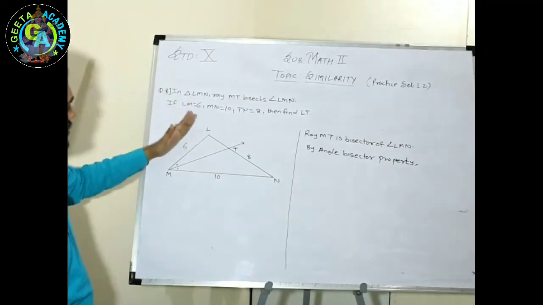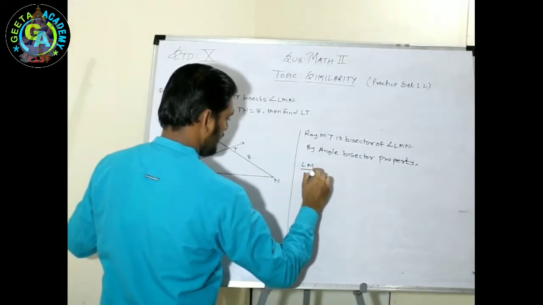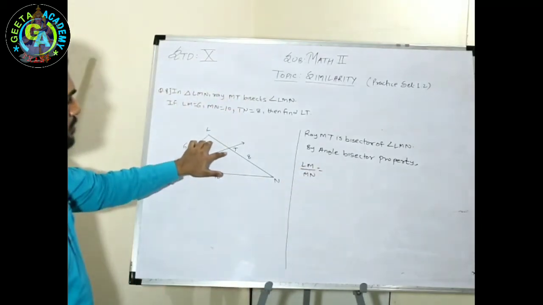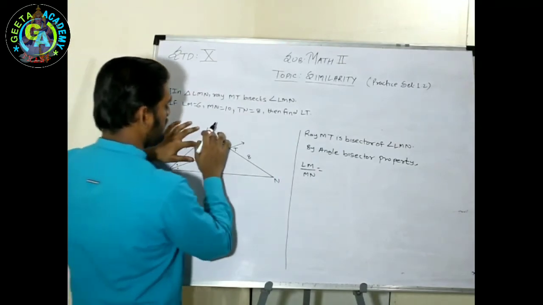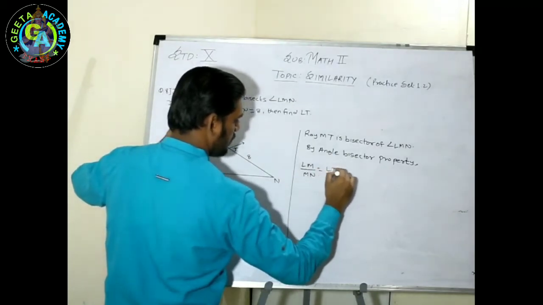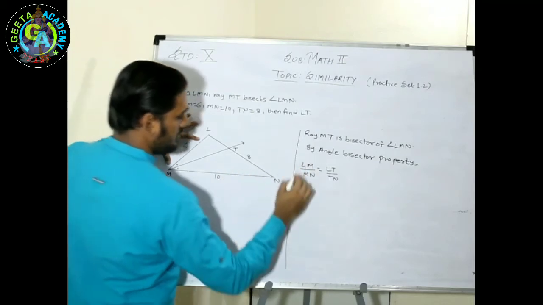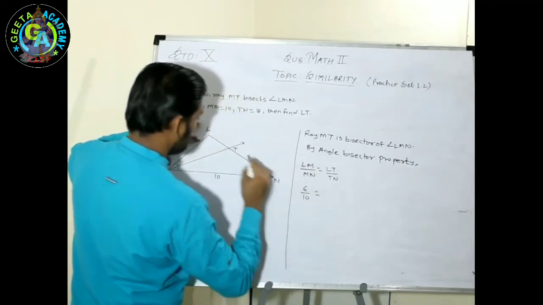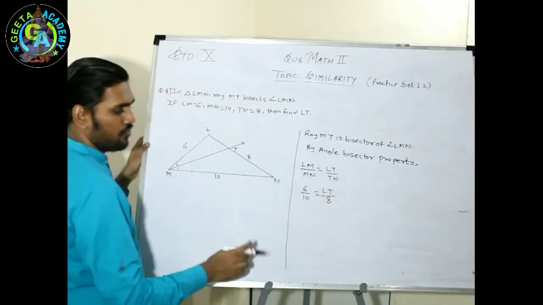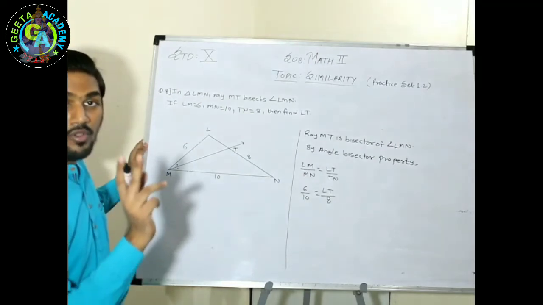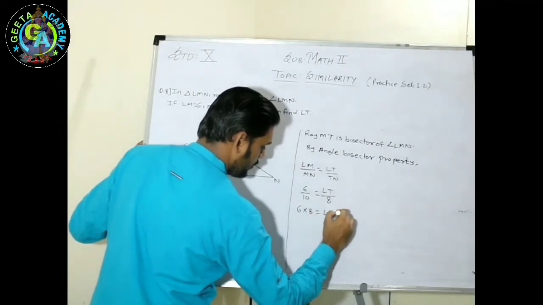So it will be the ratio of the two sides of the triangle, that is LM upon MN is equal to the ratio of the side which is intersected by your angle bisector. So it will be LT upon TN. LT upon TN. So we'll put the values of LM and MN as 6 and 10. LT we don't know, so we will write as it is, and TN we are having 8. So we got the two fractions. How we will solve? We have to cross multiply. So 6 into 8 is equal to LT into 10.